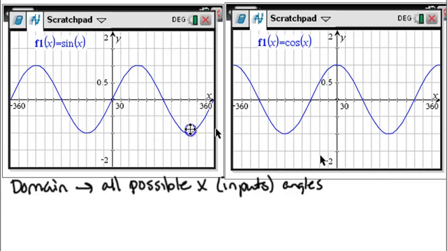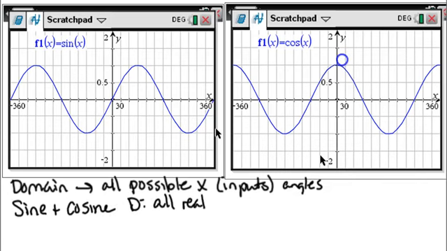So what's all of the possible angles I could use for sine and cosine? Well, if I go around the circle once, it's 0 to 360, but I could keep going around the circle and keep going around the circle. I could go backwards around the circle. So the domain for both sine and cosine is going to be all real numbers. So I'm going to put a little D for domain, is all real numbers.